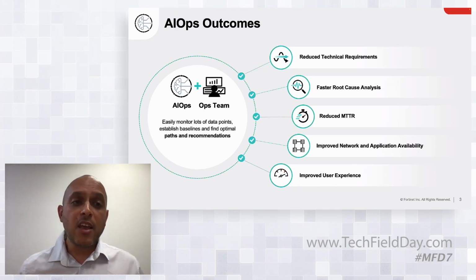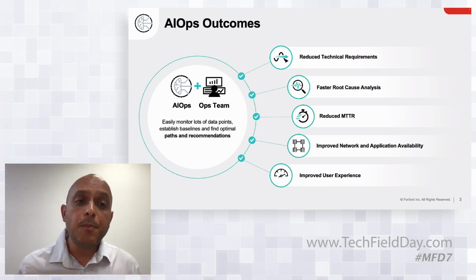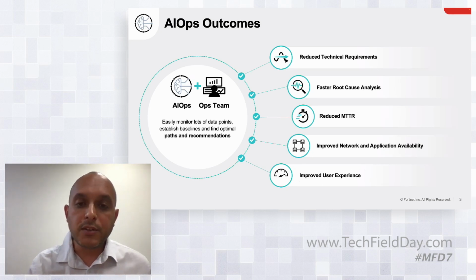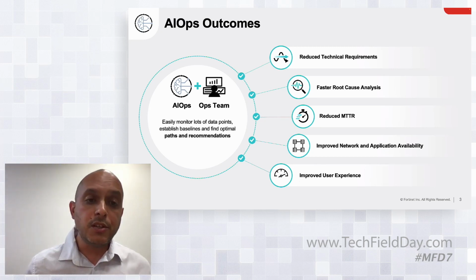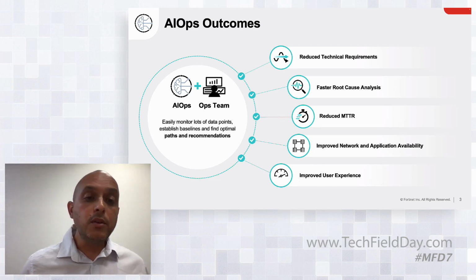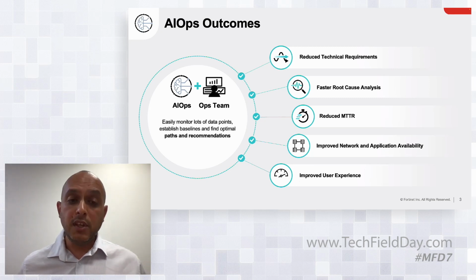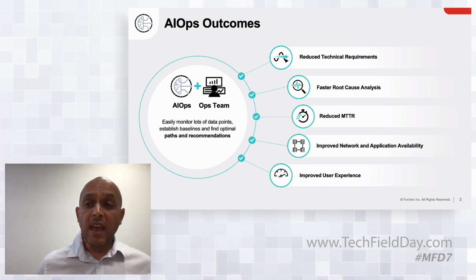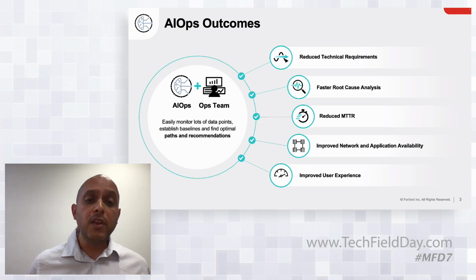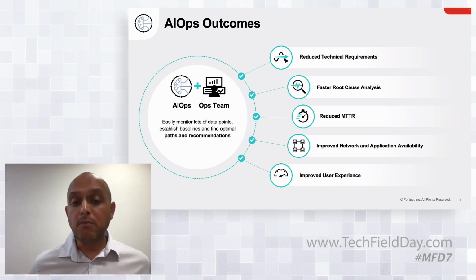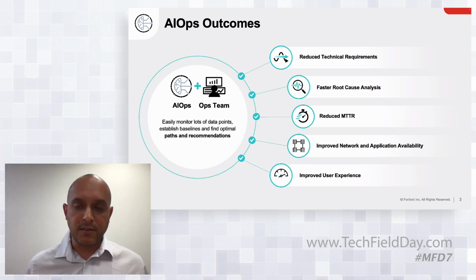So what is AIOps meant for? It is helping to reduce the technical requirements. You don't need to have an expert or a level 3 engineer to go to the bottom of the issue. It's also allowing you to go faster to the resolution and faster to the root cause of the issue. And at the end of the day, it is improving your overall network health and availability, and ultimately the user experience.